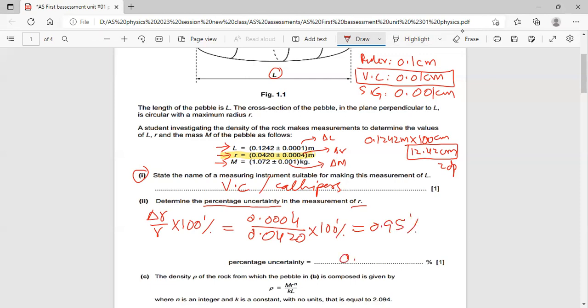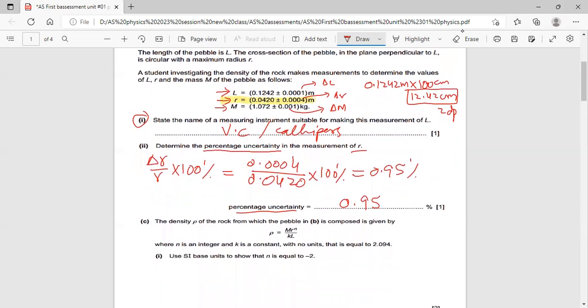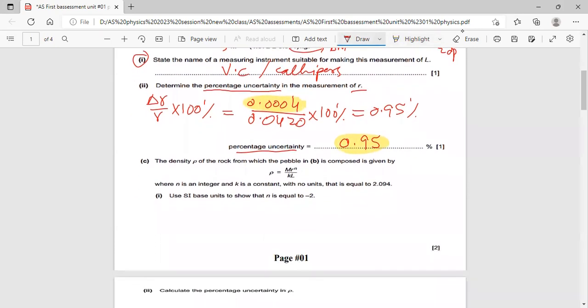So you will write it as it is. Don't convert this into one significant figure because it is only the percentage uncertainty. You can write this in more significant figures as well. Why? Because the least value has one significant figure, and the rule is the answer must have the same significant figures or one more than the least. So 0.95 is fine.